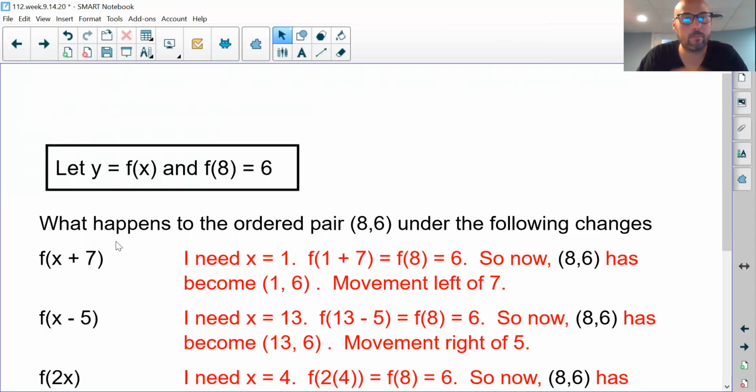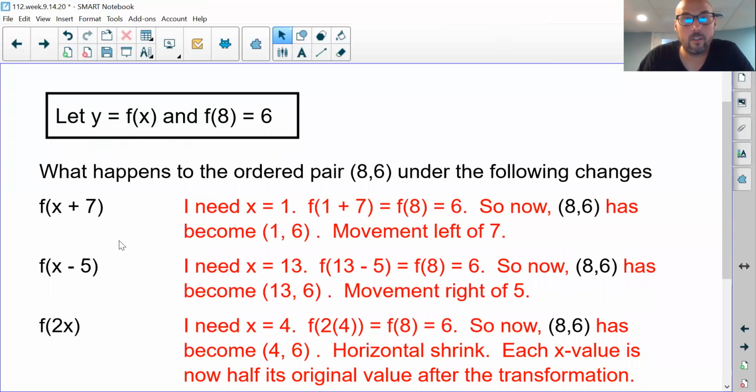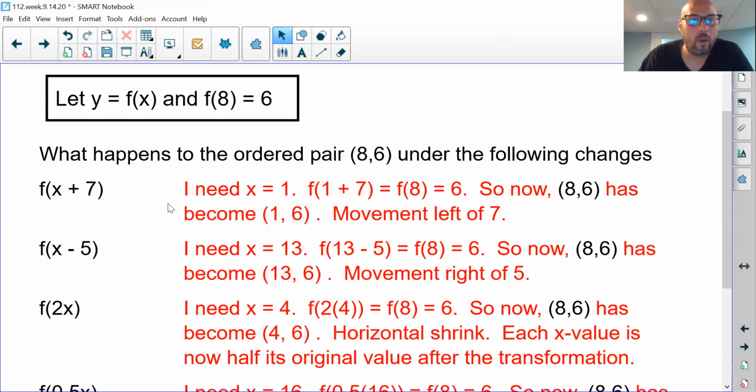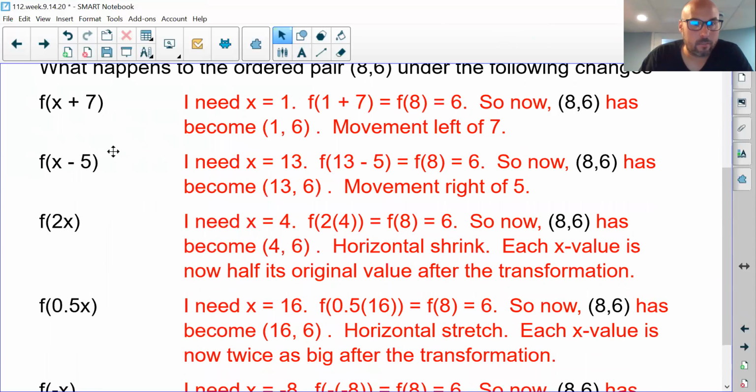Let's do another page here. This is all with the domain values. So here's another function. Don't know what it is. The only thing I do know is that f of 8 equals 6. So there's an ordered pair 8, 6. What happens with all these transformations?